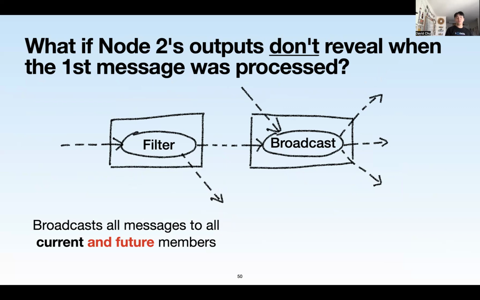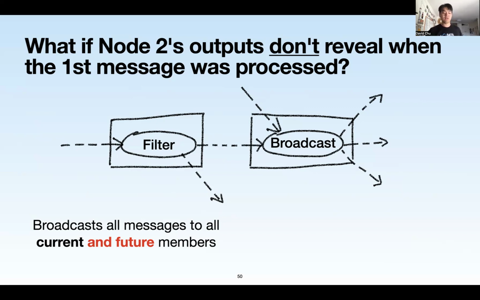Everything still looks the same, but in the wording, instead of broadcasting all messages to all current members, it broadcasts all messages to all current and future members. So if you send in a message and then add a member, that member will eventually receive that message. Doesn't matter the order they were added. In that case, the observer doesn't have a gotcha moment, where it says node 2, you sent a message to somebody you shouldn't have, because everyone eventually receives everything.